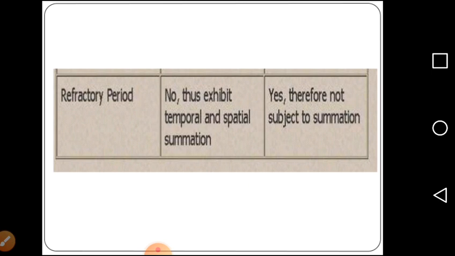and relative refractory period. I hope today's lecture is clear to you people. Do draw that graph I told you about and practice it in your copies.